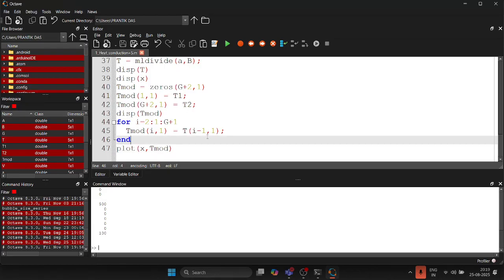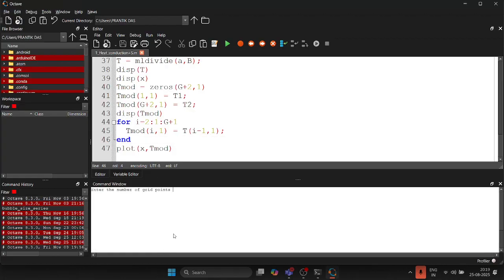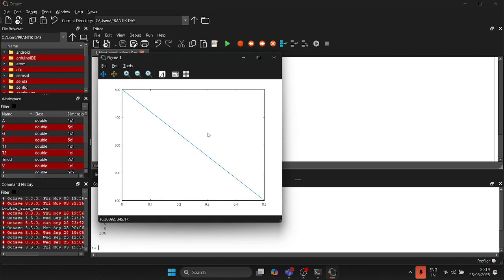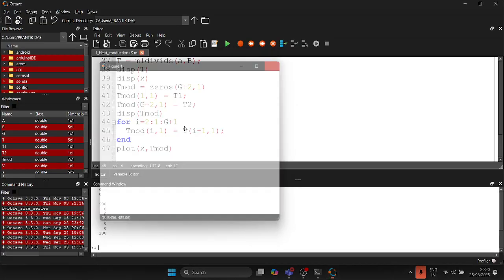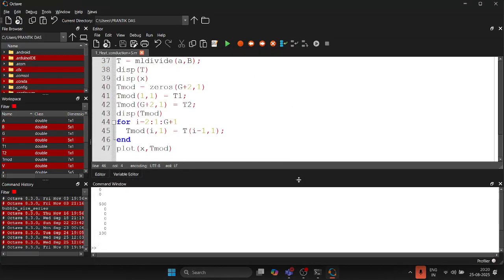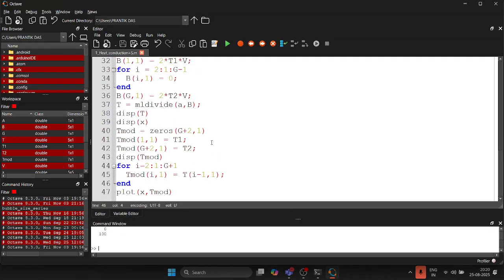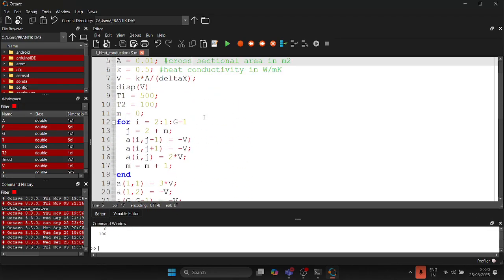Yes, sir. Okay, so now I plot x comma T mod. So let us see that. So now I get a linear profile, right? That's the profile of the temperature in a purely conducting rock. So this is only conduction which is happening here. Is it clear to all of you? Yes, sir. Okay, if any step is not clear to you, tell me and I will explain it again, okay? No problem.